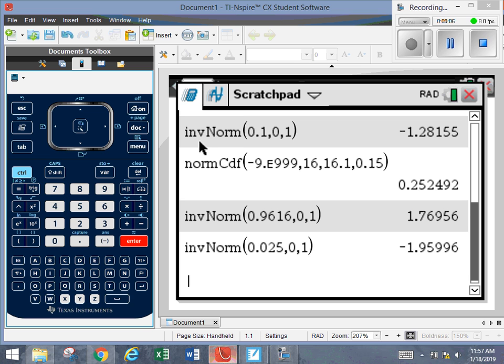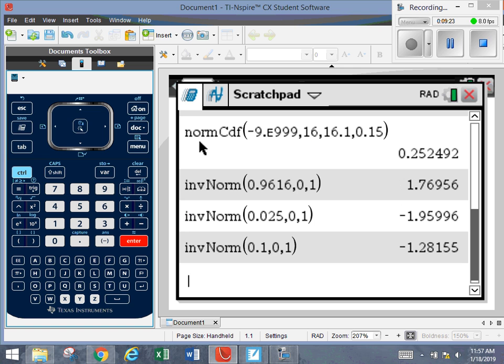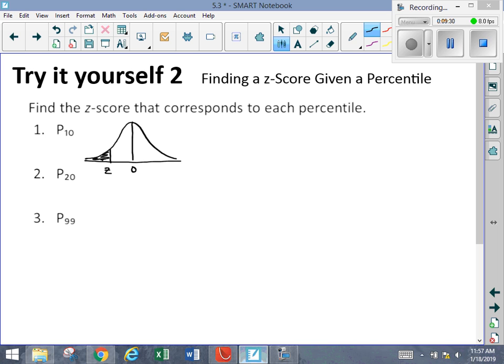And I can just go up, copy it, hit enter, paste it, and really all I'm doing is changing this from 0.25 to 0.1 or 0.10, right? 10%, where we're always writing these as decimals. So that gives me negative 1.28. So z equals negative 1.28.